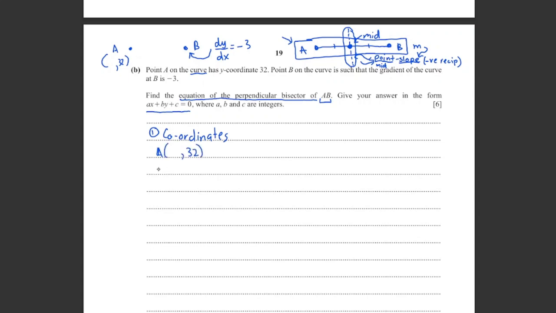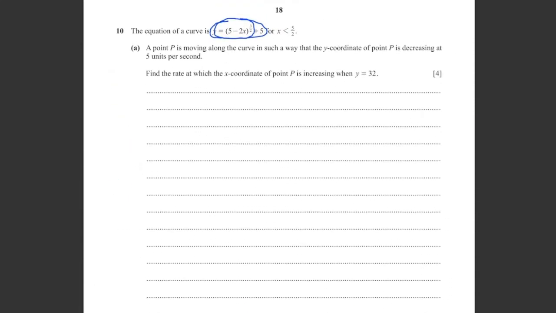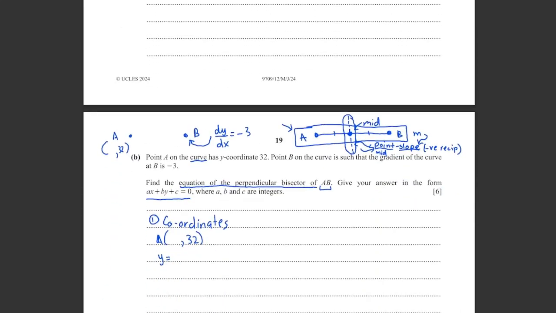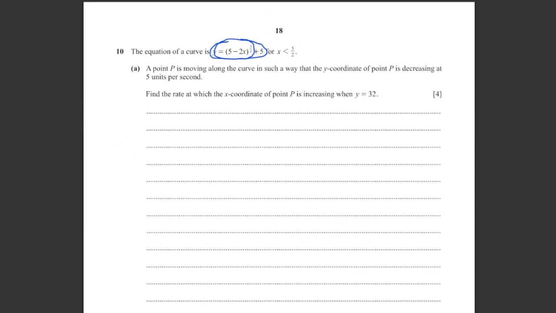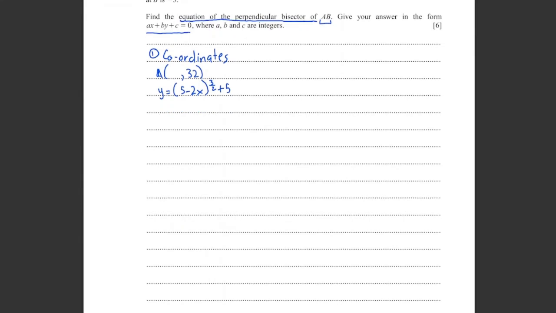One way I can do that is I have the equation of the curve, which is y equals, if we go up over here, y equals (5 minus 2x) raised to the power 3 by 2 plus 5. I'm just going to give that a little recheck. Yes, okay. 5 minus 2x to the power 3 by 2, plus 5. What I know is that this thing right here is 32, and I'm just trying to find my x. So let's solve for x.